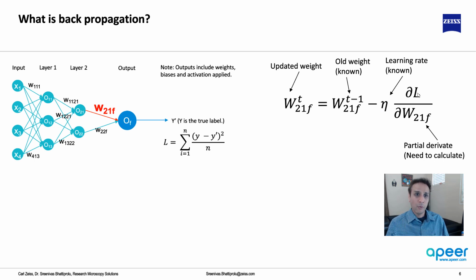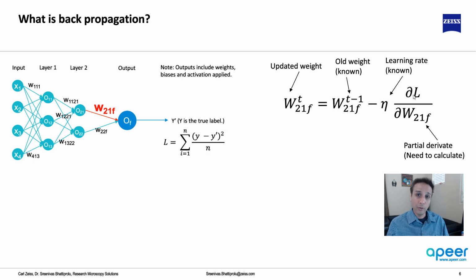Let's understand this. What this is telling us is that this is a partial derivative of our loss function with respect to this weight. That's it. And we know this updated weight: we are calculating it by taking the old weight. We know what that is. We know what this is. We need to calculate this, then we'll know what the updated one is. That's it. Now, how do we calculate this?